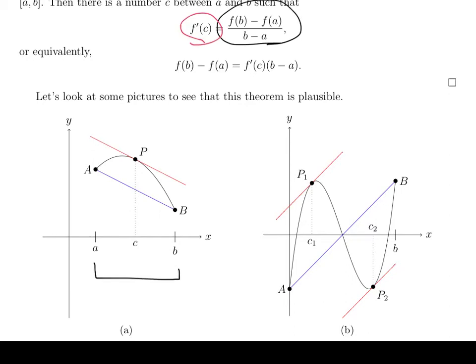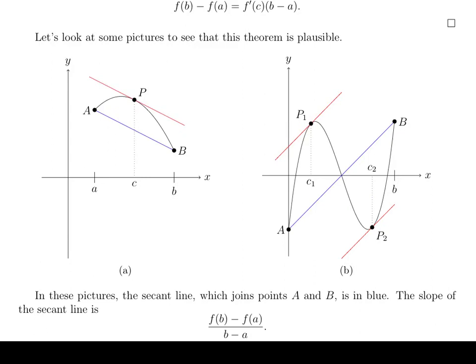As you can see in the second picture, sometimes you get multiple values of c that work. The mean value theorem doesn't guarantee anything about that. It only guarantees the existence of at least one such number. All right, so everything that we see here, what we have is that the slope of the tangent line is matching up with the slope of the secant line. In these pictures, the secant line, which joins the points A and B, is in blue, and then the tangent line is in red. The slope of the secant line is f of b minus f of a all over b minus a.